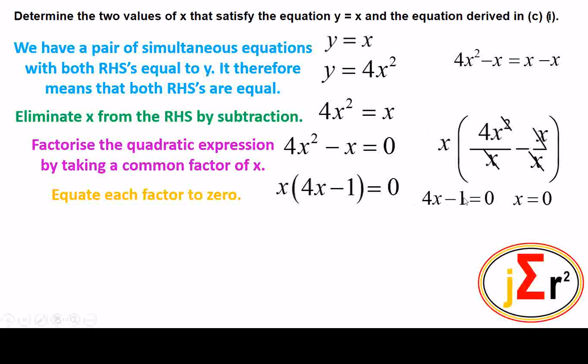And if 4x minus 1 is equal to 0, what do we do? Eliminate 1 from this left-hand side by addition, which will give us 4x is equal to 1. Then we will eliminate this 4 by division, which will give us x is equal to a quarter. Therefore, the two values are x is equal to 0 or x is equal to a quarter.